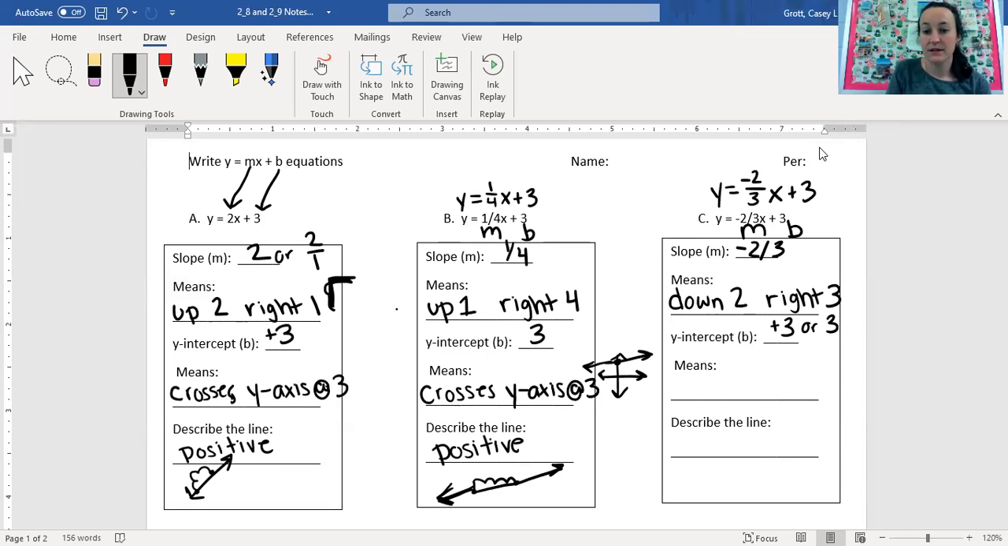Again, y-intercept, we keep hitting it, but we want to make sure that we know it. That's where it crosses the y-axis, and we're going to be specific. So it's still crossing the y-axis at 3. I have no idea why all the y-intercepts are the same. Sorry.